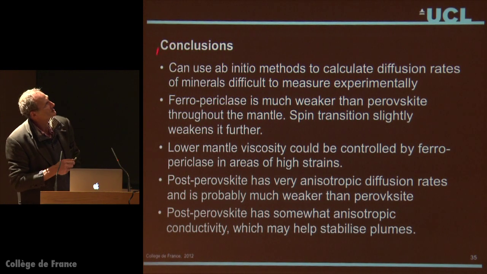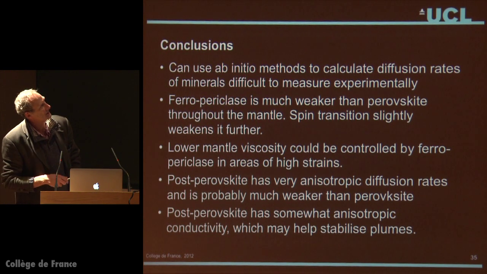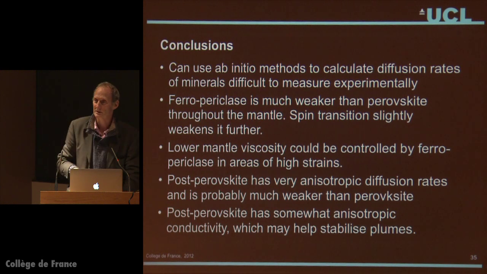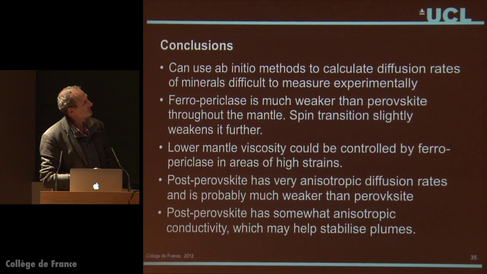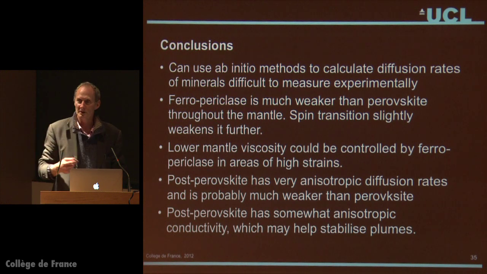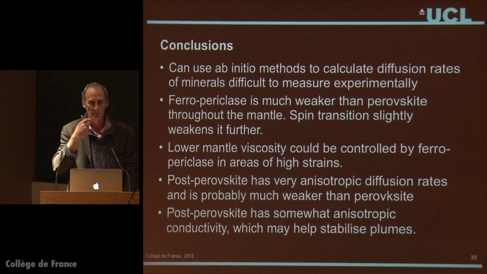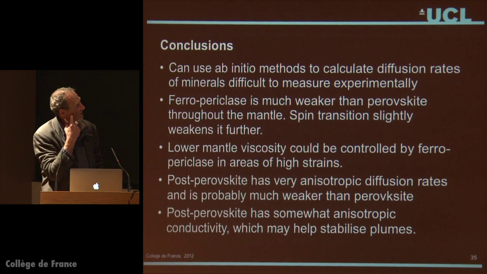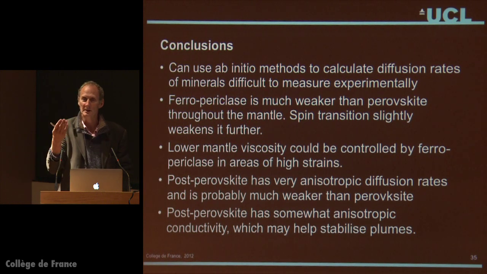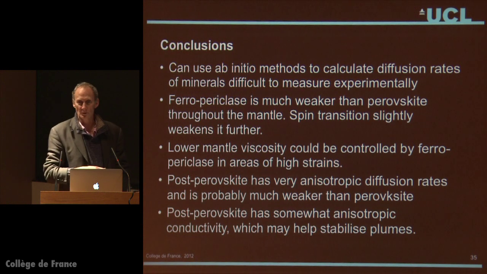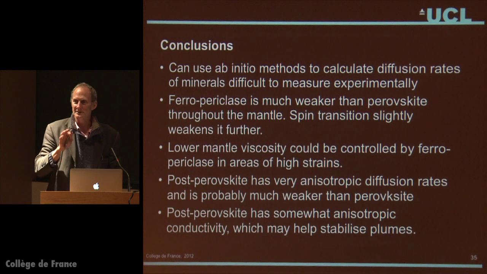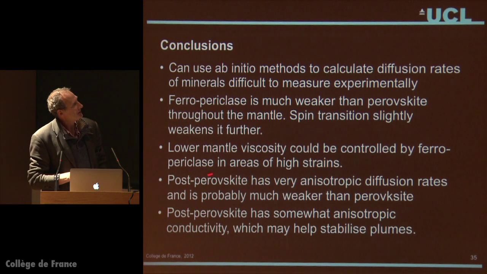But my conclusions are that, yes, we can use ab initio methods to calculate diffusion rates for minerals, particularly because they're difficult to measure experimentally, and we can then use those to say something about their viscosity, depending on the mechanisms and so on. Ferropericlase is much weaker than perovskite throughout the mantle. I know that's been said before, but I'm just reinforcing that. In our results, the spin transition slightly weakens it, but doesn't have much of an effect.